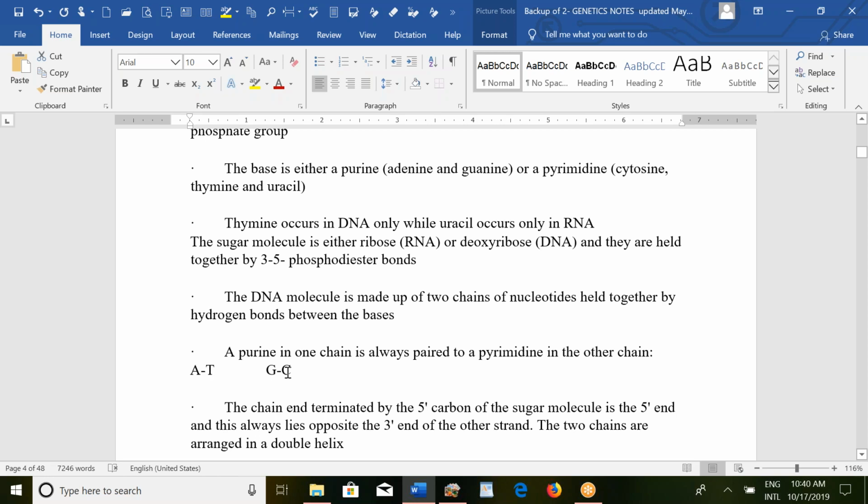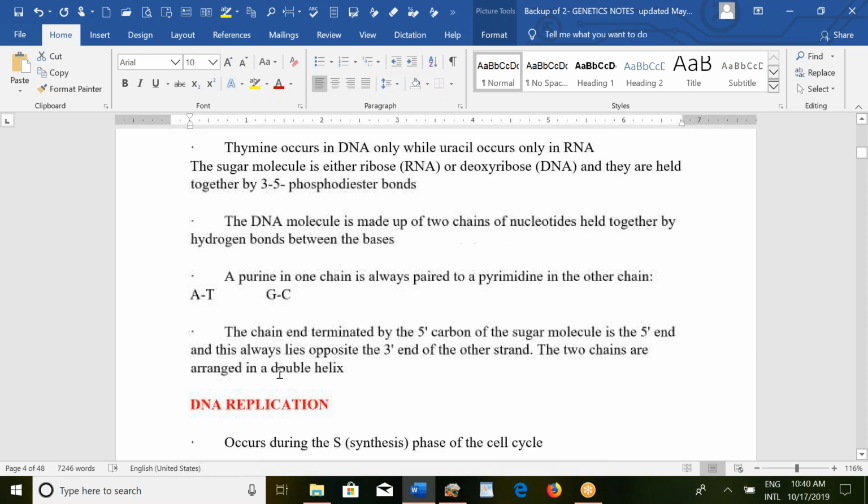ATGC. Okay. Yeah, so that's how they will stay. Sometimes they will give you a template strand in the question, and they will ask you what should be the sequence of bases. So just remember, A is going to be with T and G is going to be with C. So adenine, thymine, and guanine and cytosine.